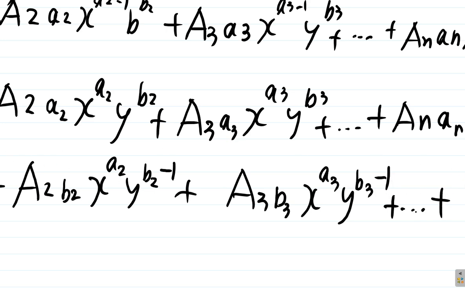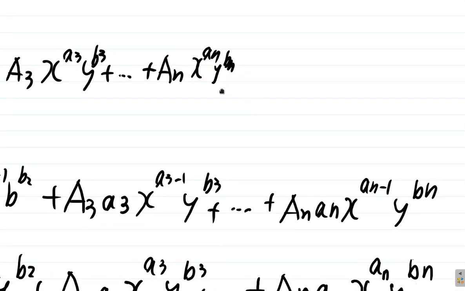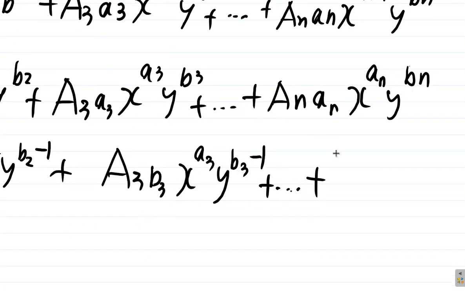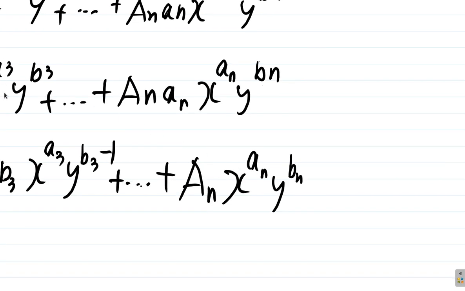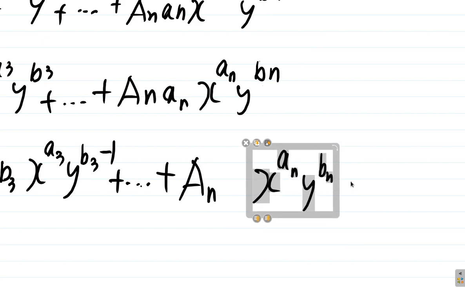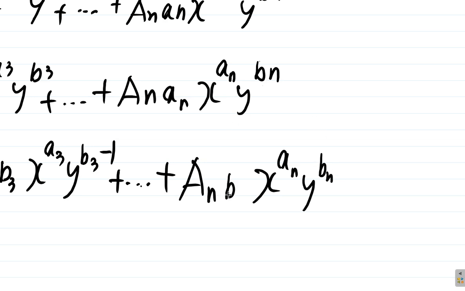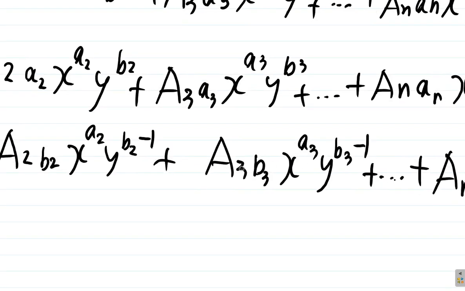The last term, what happened here? an x to the an y to the bn. So we have an x to the an y to the bn. But when you differentiate that, let me put some space. When you differentiate this with respect to y, bn will come down here, and this bn minus 1. So you see that.